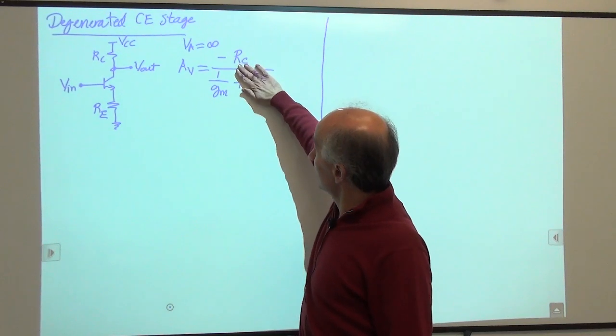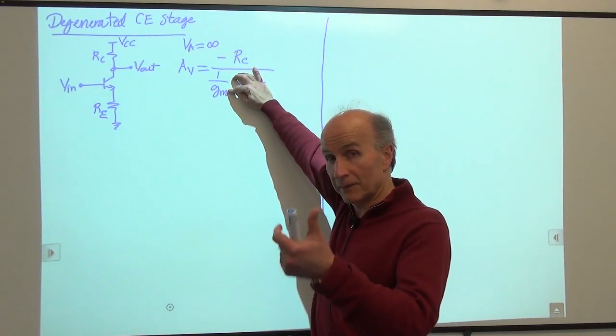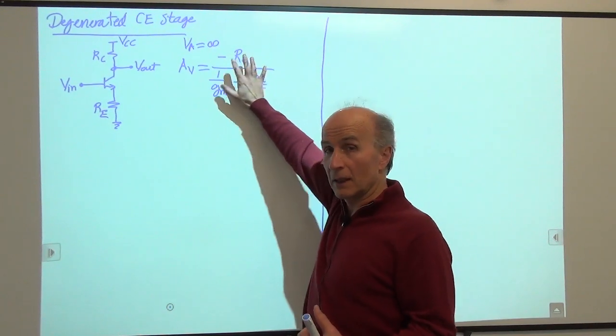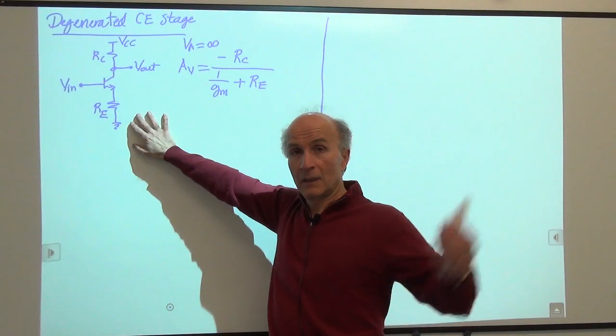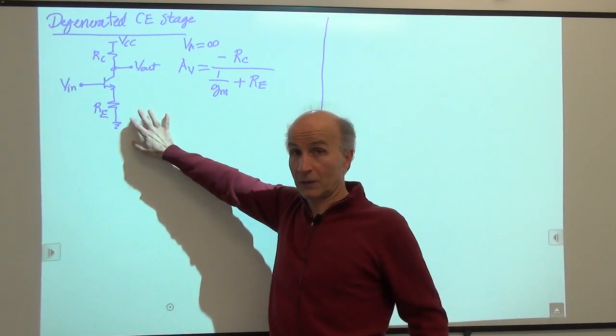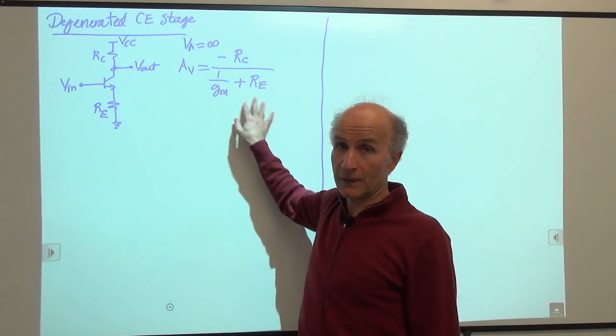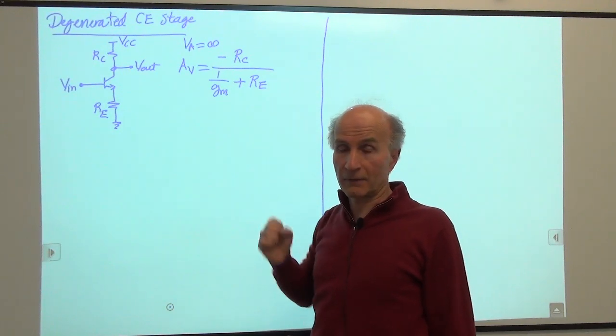Whereas previously, if we didn't have RE and Gm was IC over VT, remember VT has temperature in it, the gain would be temperature dependent. So when you test the circuit in Saudi Arabia with a very high temperature, or in Finland with a very low temperature, you're going to get very different gains. So this RE helps stabilize the gain against temperature and process variations.